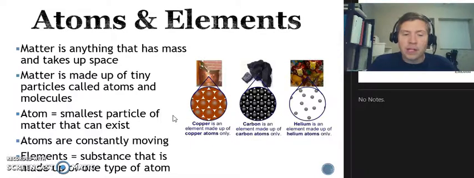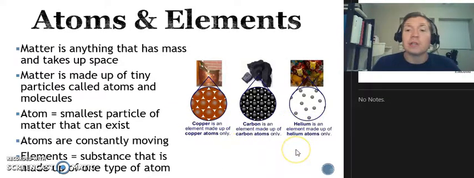So I've used the term elements. An element is a substance made up of only one type of atom. So there's a few examples listed here: copper, carbon, helium. You likely know many others: hydrogen, oxygen, phosphorus. The whole periodic table is filled with all the elements that we know of, and a lot that we have synthesized in labs that do not exist in nature.